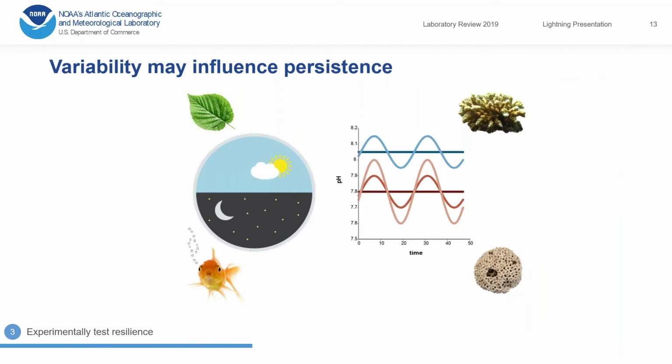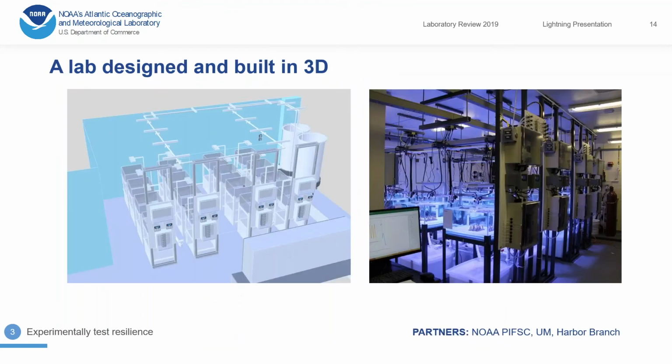We've started to find out that variability is likely very important for actually modulating the response of different organisms to ocean acidification stress. But to test this, we really needed a laboratory that was able to control ocean acidification at a pretty unprecedented level of detail.